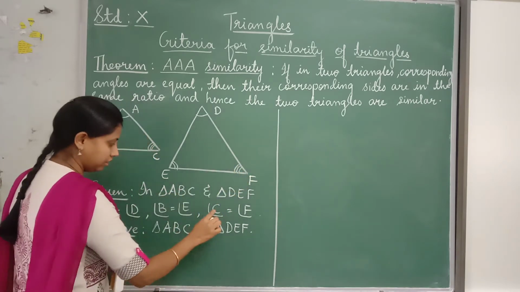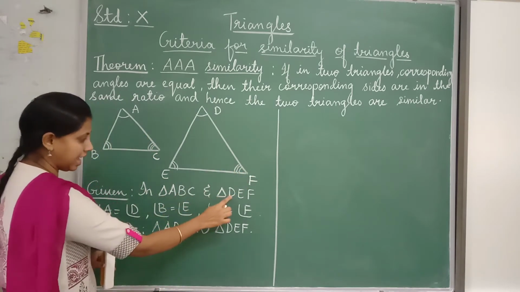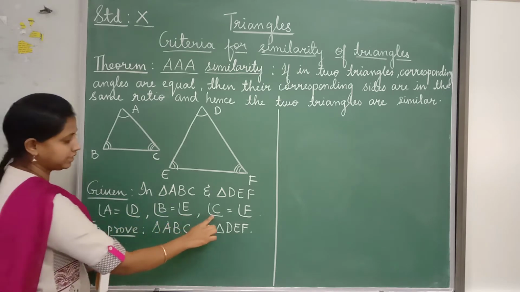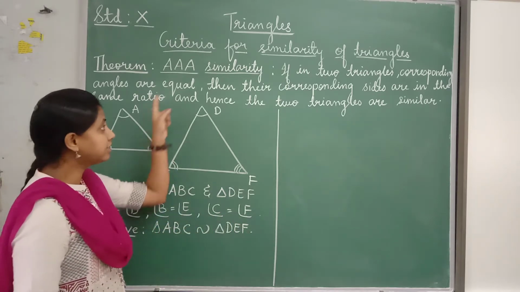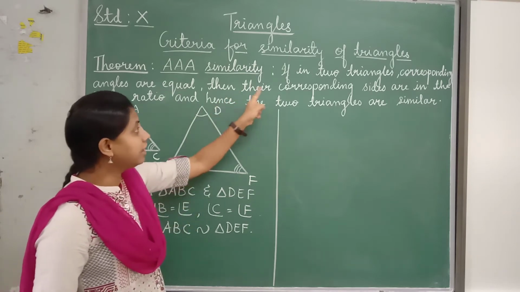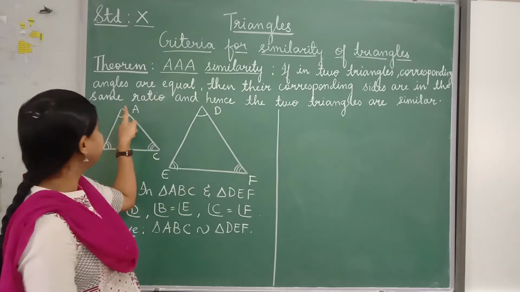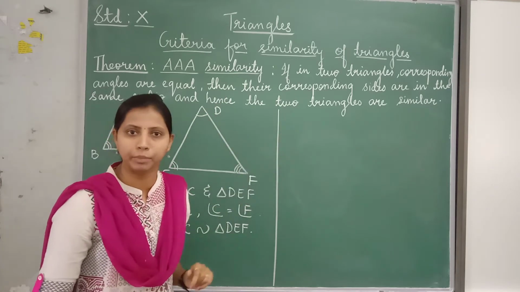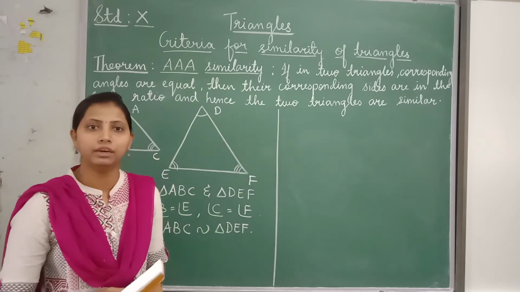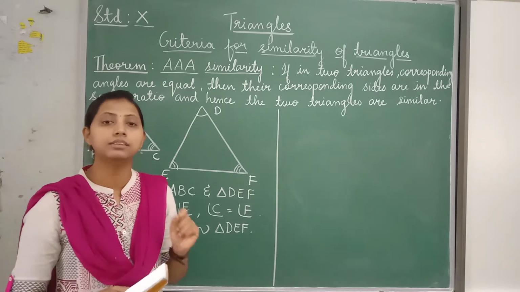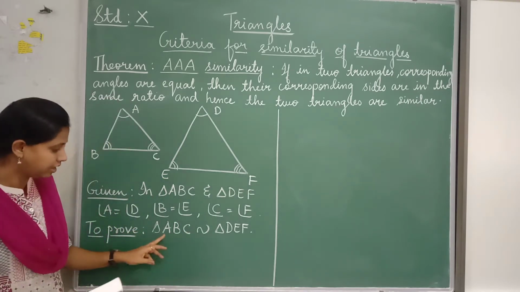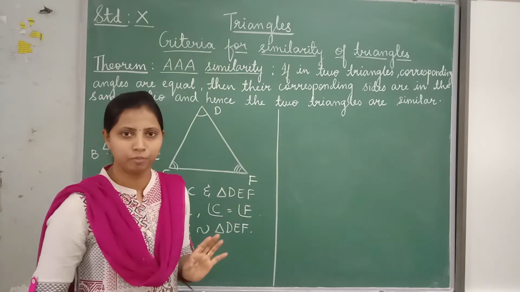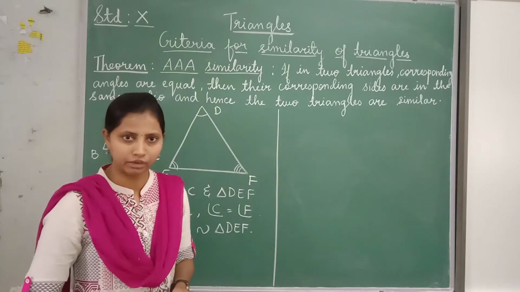This is given. In triangle ABC and triangle DEF, angle A equals angle D, angle B equals angle E, and angle C equals angle F is given. Then their corresponding sides are in the same ratio, and hence the two triangles are similar. So you have to prove here that the two triangles are similar, that is, to prove: triangle ABC is similar to triangle DEF. This is what you have to prove.